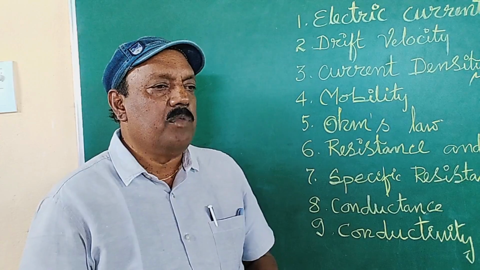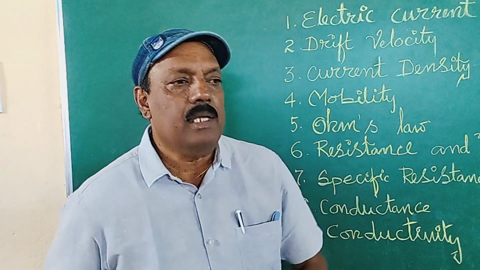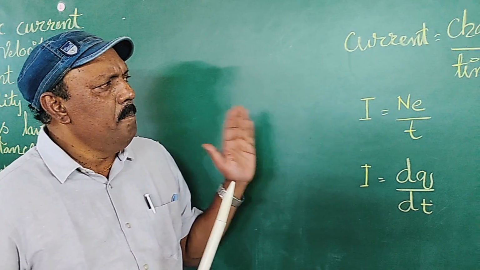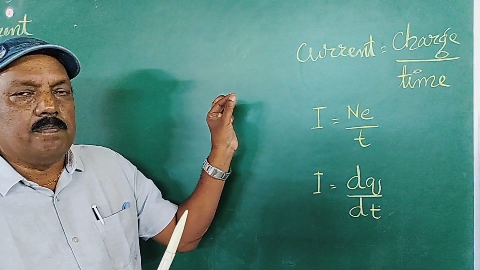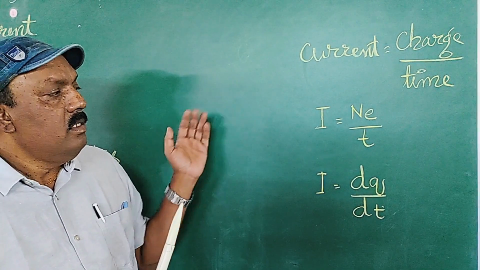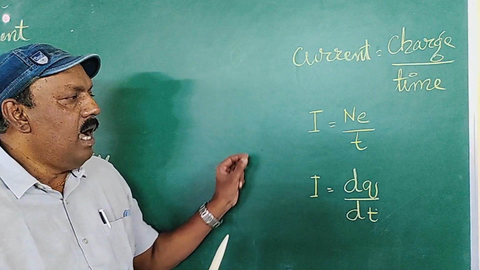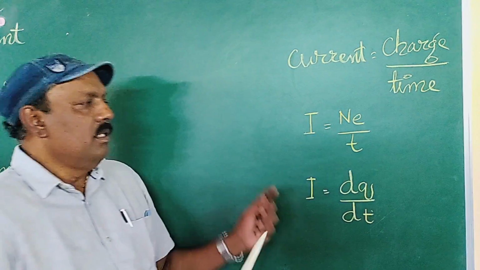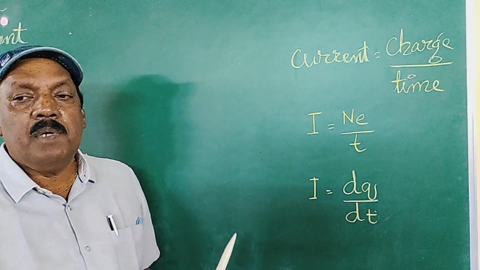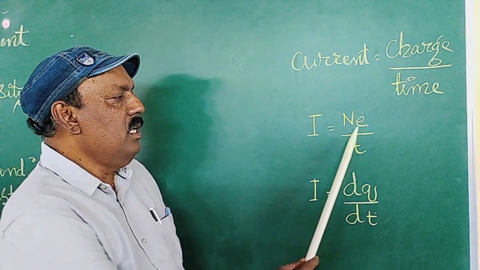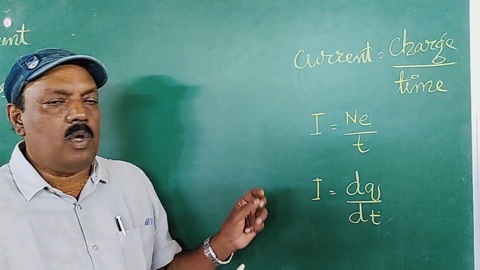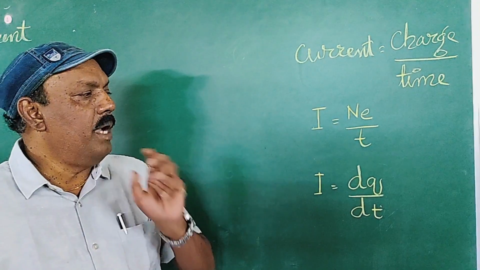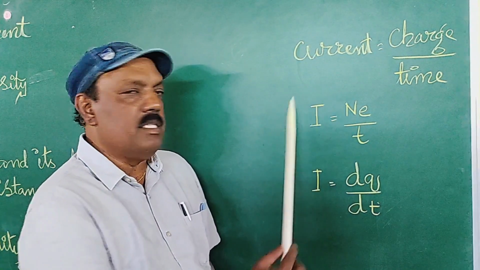Now we come to the formula, how to calculate the electric current. To calculate the current, we take a very simple formula: current equals charge by time. Here current is denoted by the letter I, equal to NE by T. Here N represents the number of electrons, E represents the charge of the electron, that is 1.6 into 10 to the power of minus 19 coulombs, and T represents the time.